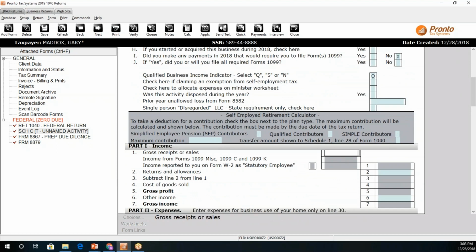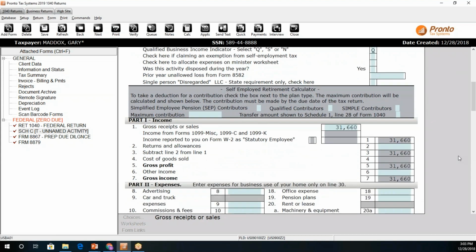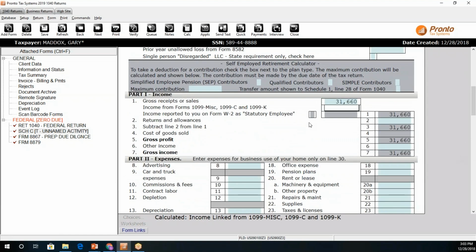And let's see, his gross receipts were $31,660. Okay, and he didn't have allowances or returns. He's not a statutory employee. A good example of a statutory employee is probably an insurance agent. They'll get a W-2, but they also have expenses.